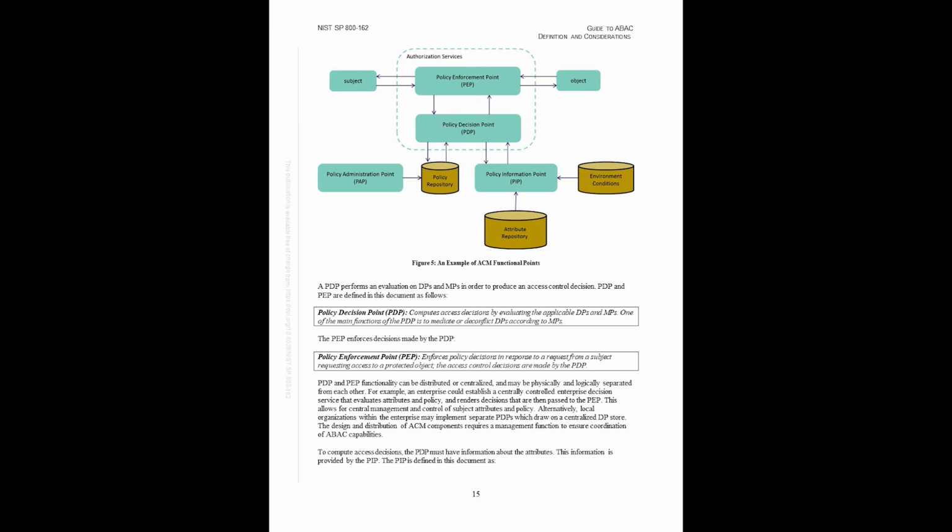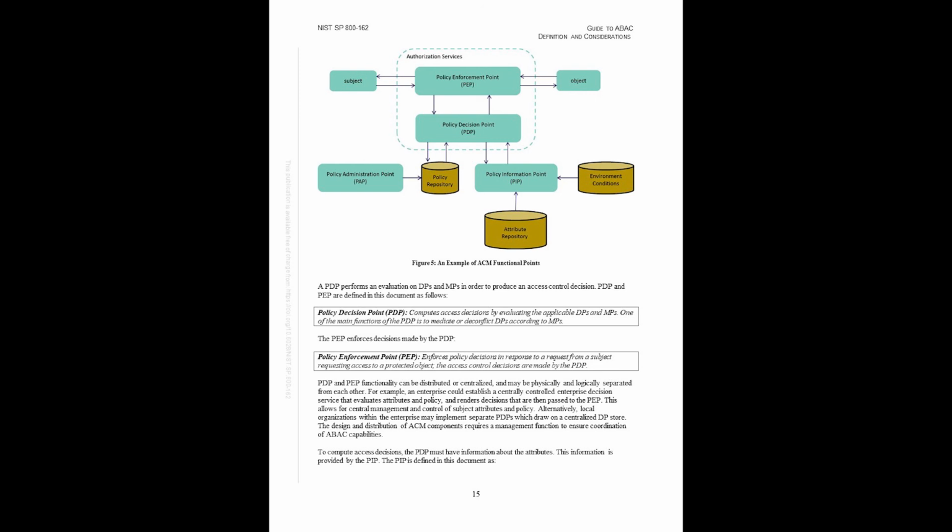PDP and PEP functionality can be distributed or centralized, and may be physically and logically separated from each other. For example, an enterprise could establish a centrally controlled enterprise decision service that evaluates attributes in policy, and renders decisions that are then passed to the PEP. This allows for central management and control of subject attributes in policy. Alternatively, local organizations within the enterprise may implement separate PDPs which draw on a centralized DP store. The design and distribution of ACM components requires a management function to ensure coordination of ABAC capabilities.